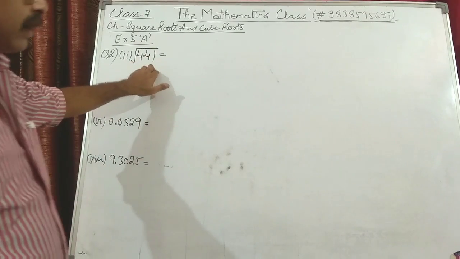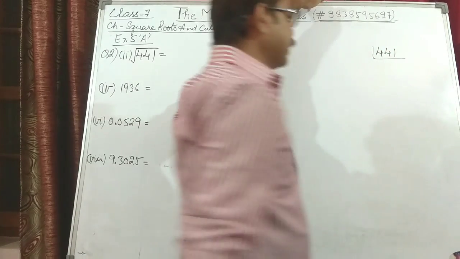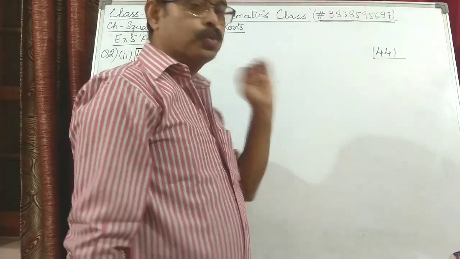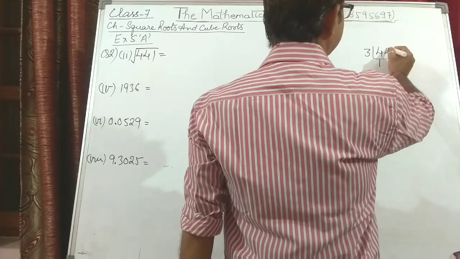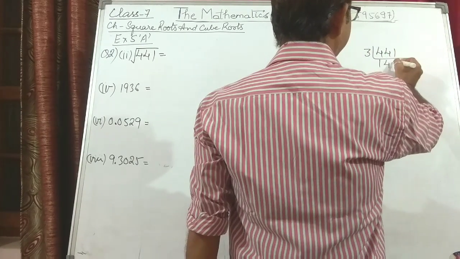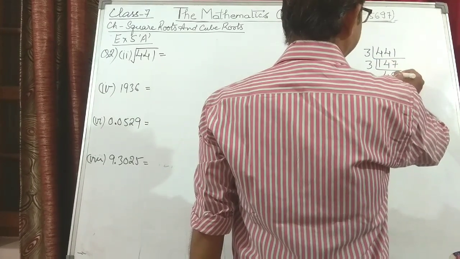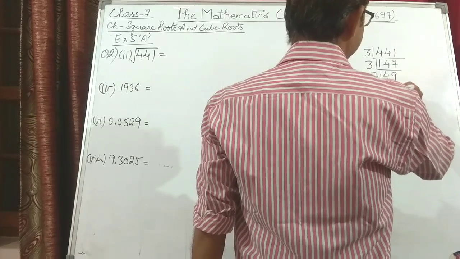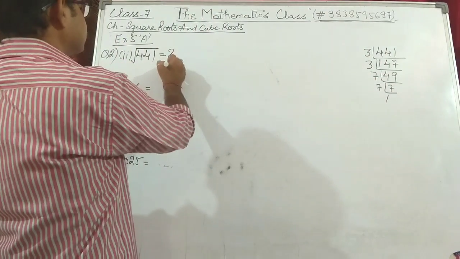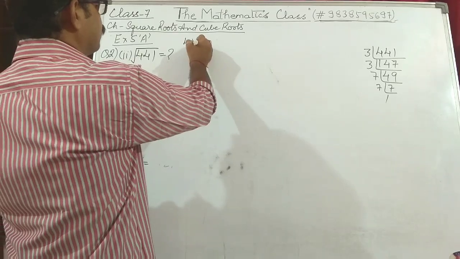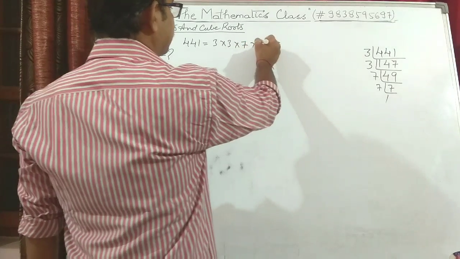Now what we do, we factorize it. So I am doing it here. 441 cannot be divided by 2. So we will try by 3. 3 ones are 3, 14, 3 fours are 12, 7s are 21. Again we'll check by 3. 3 sevens are 21, 3 nines are 27, 7 sevens are 49 and 7 ones are 7. It means we can say 441 can be written as 3 into 3 into 7 into 7.